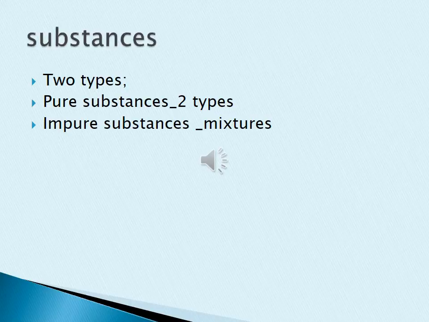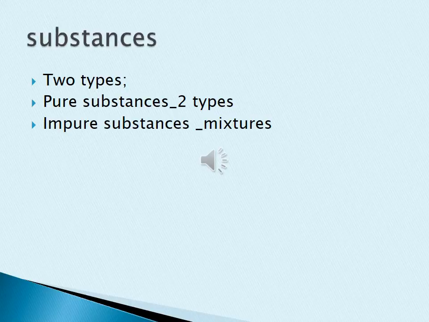Then now compounds. Compounds are chemically combined in a fixed proportion. The mixture is mechanically mixed in any proportion. It is not joined chemically.